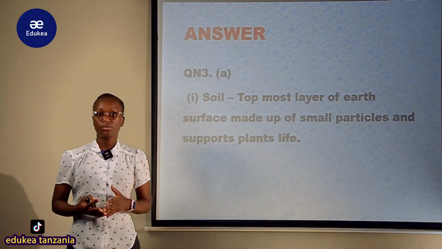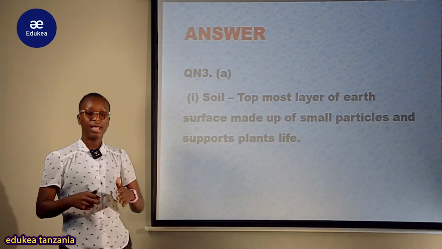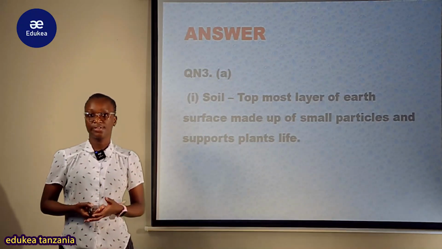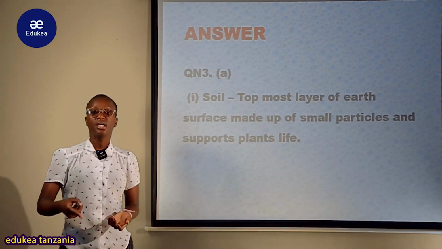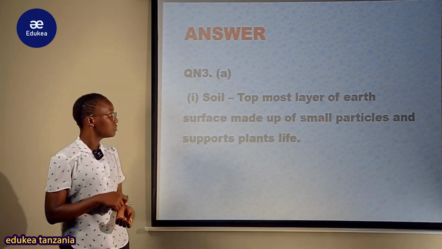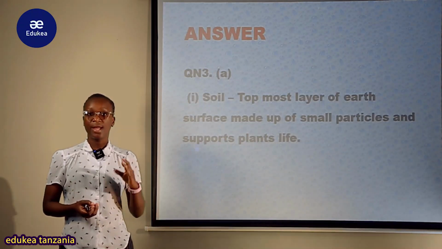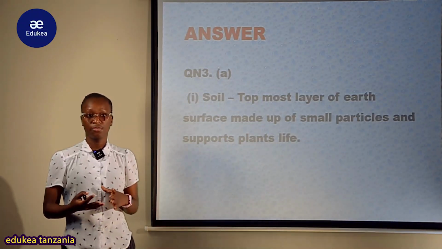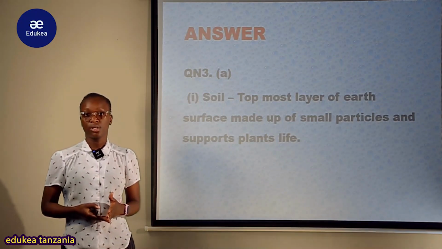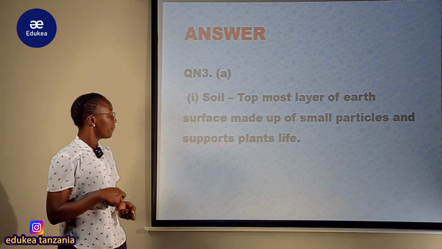Kwamba tunavyoongelea soil tunaongelea hii ardhi ya juu. So obviously this is the topmost layer. Is the topmost layer of the earth's surface, katika earth's surface, in the earth's crust. So you can see that it's found in the top, most top layer, but also it's made up of the small particles. In a different particles, for instance, we have the planting materials and so forth, but also there is different nutrients, there is different particles. So but this soil, it supports plant life.